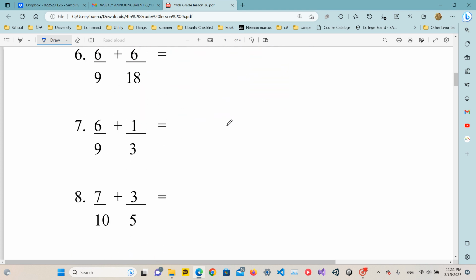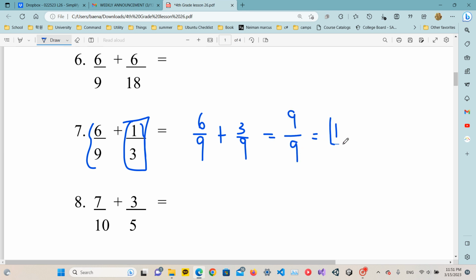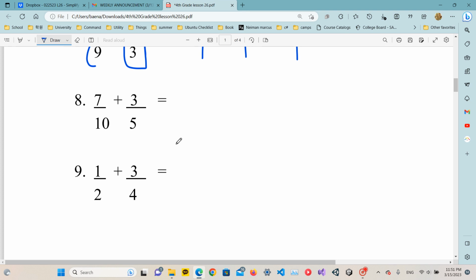Okay. Number 7, unlike the other two questions, you have to multiply the second fraction by 3, not 2. So it'll be 6 over 9, which is equal to... oh, it's pretty nice handwriting. Okay, if you add these two, this will be equal to 9 over 9, which is again equal to 1.